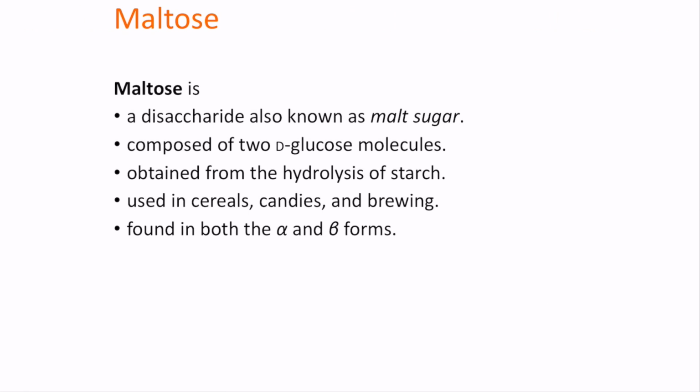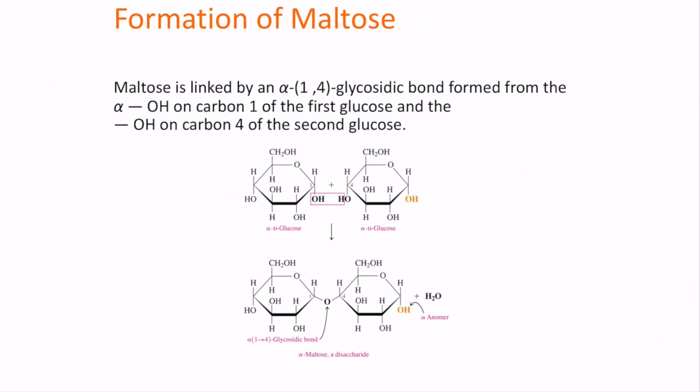So let's talk about maltose. Maltose is a disaccharide also known as malt sugar, and it is composed of two D-glucose molecules. It is generally obtained by the hydrolysis of starch. Most commonly it's used in cereals, candies and brewing. It's found in both alpha and beta forms. Maltose is linked by an alpha 1,4 glycosidic bond. This bond is what links the two structures together to create alpha maltose.